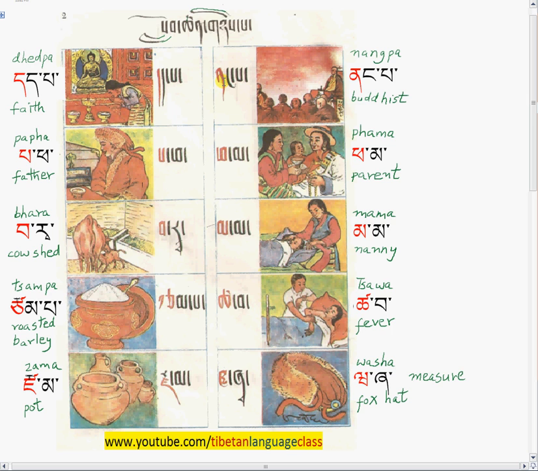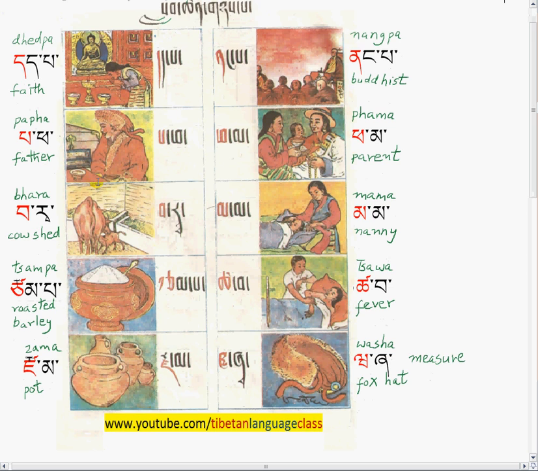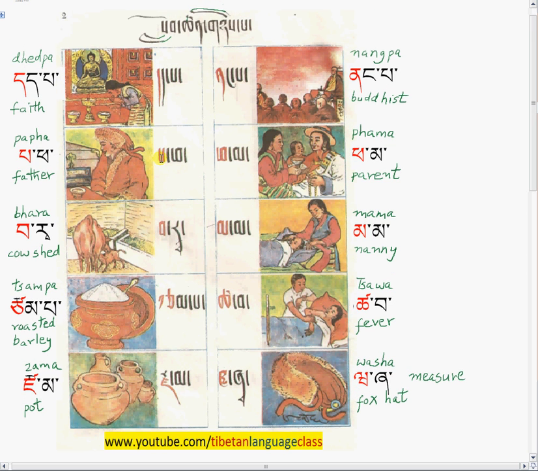And then the next word is nangpa. And then at the top, nangpa, right? The meaning, Buddhist. Nangpa means Buddhist. And the next word is papa. And then same thing here, papa. And then at the top, as you can see, papa, meaning father.